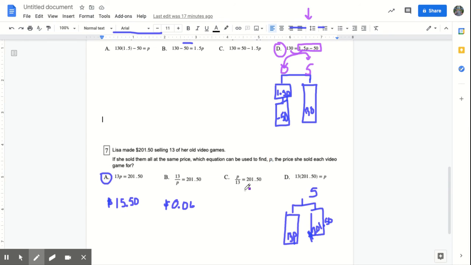Over on this side, letter C, if I multiply each side by 13 and get P by itself, remember all of these are just the price of the video games, $201.50 times 13 is $2,619.50. That's what the price of a video game costs. That doesn't make much sense either, right? So we could tell that that one doesn't make sense. And it's the same answer for letter D. So the best option, letter A.